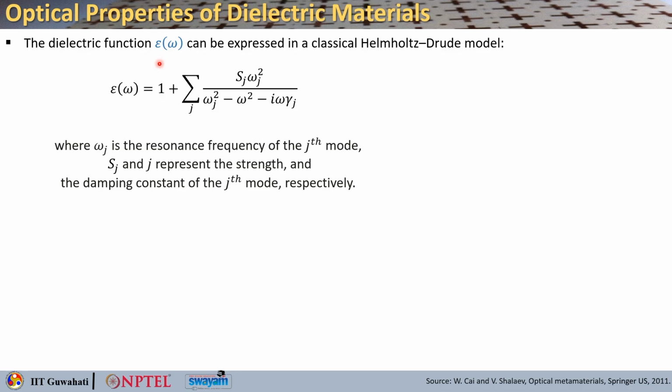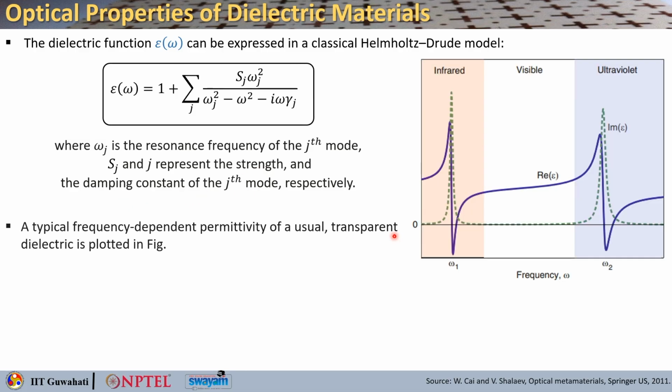So, the dielectric function epsilon(omega) can be expressed in a classical Helmholtz-Drude model in the form epsilon(omega) equals 1 plus the summation over j of s_j omega_j squared divided by omega_j squared minus omega squared minus i omega gamma_j. Here omega_j is the resonance frequency of the jth mode, and s_j and gamma_j represent the strength and the damping constant of the jth mode, right. So, you can see that there are different modes associated with a particular dispersion relation.